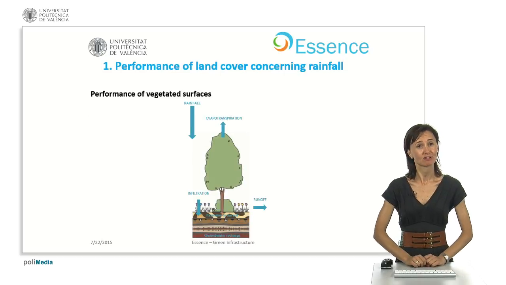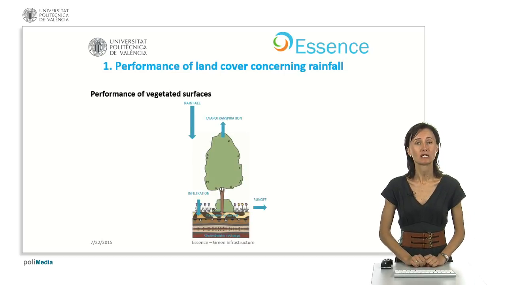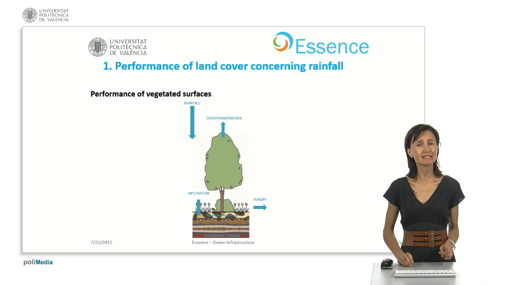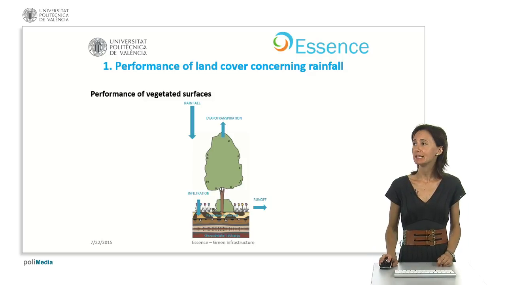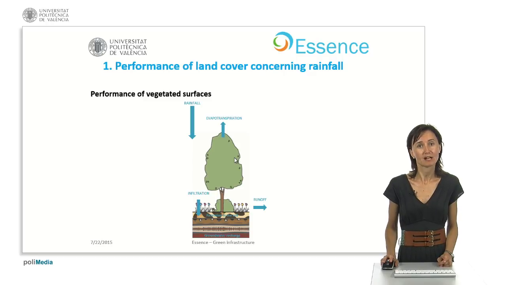What happens in a natural ground cover when it rains? Well, in this type of surfaces, vegetated areas provide important functions for water management, since most of the rainfall is either evapotranspirated or infiltrated, and runoff is very low.